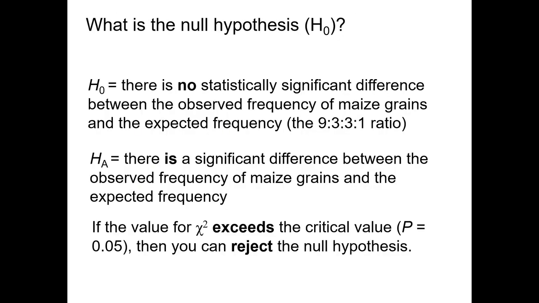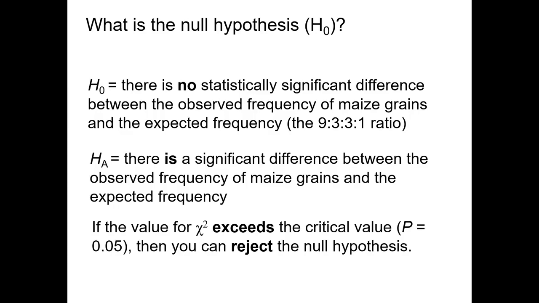So in this case, what is the null hypothesis? H0, the null hypothesis: there is no statistically significant difference between the observed frequency of maize grains and the expected frequency of 9 to 3 to 3 to 1.